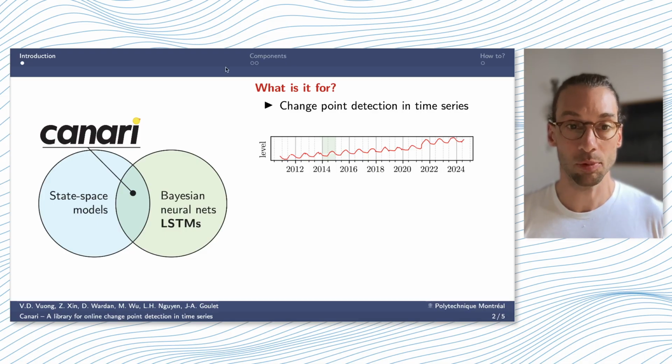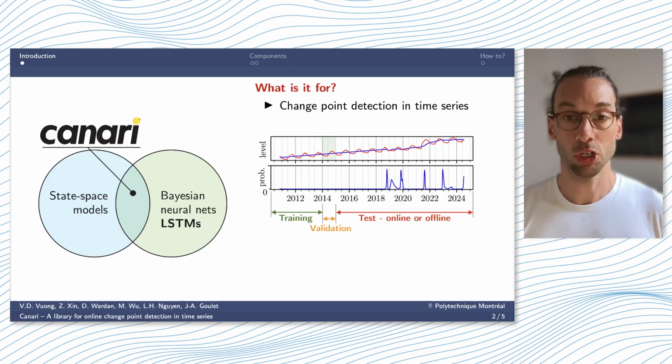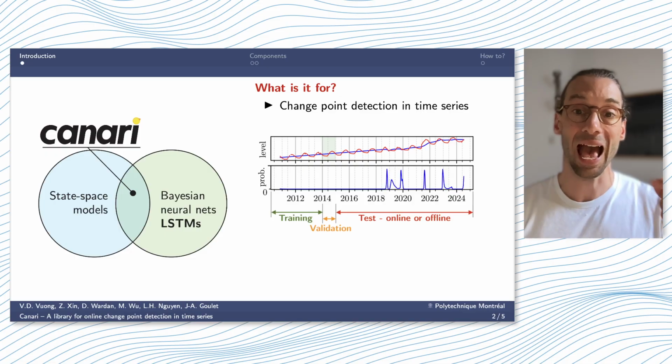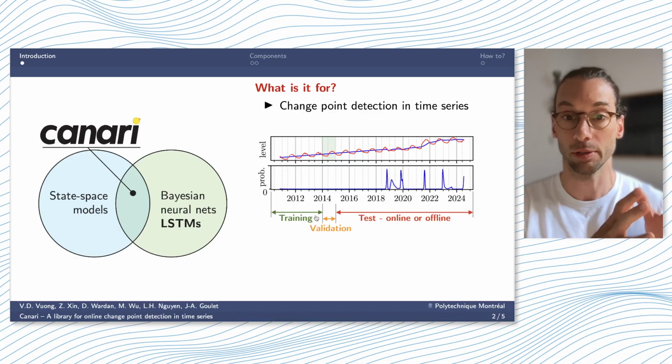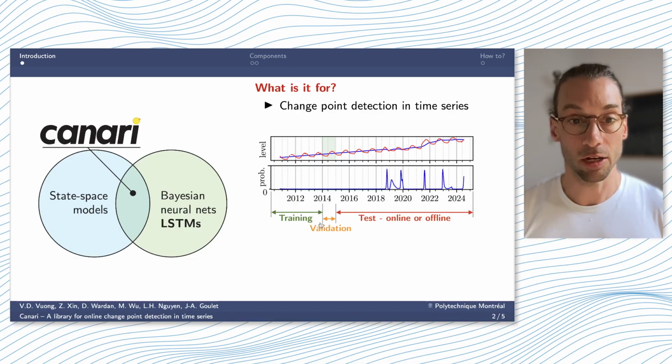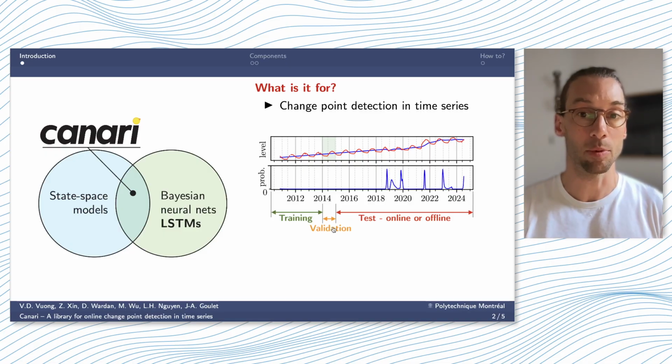You have an example here of a data set over multiple years where we can see that there are change points. What we want to do is to be able to detect those change points online, meaning as data is received. We see here in the green part the training set that is used to train our time series model. We have in orange our validation set used to calibrate hyperparameters.